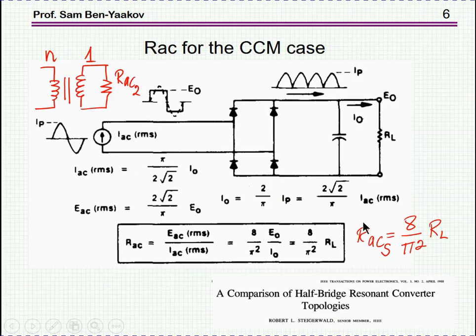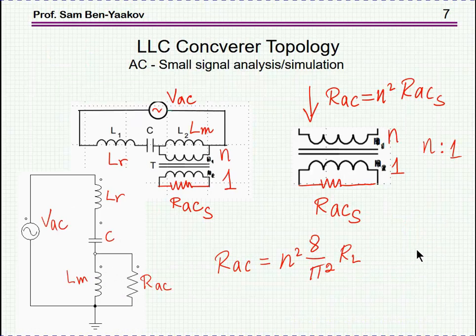In 1988, Professor Steigerwald showed that you can replace the whole rectifier plus filter plus load by an equivalent R_AC. This will be the secondary side. And without going into all the details, the value of this R_AC is related to the actual value of the DC load resistor by a factor of 8 over pi squared, so 0.8 approximately. So instead of having the full bridge with all the square waves and rectifier, we can replace it by this circuit, and we can go one step farther.